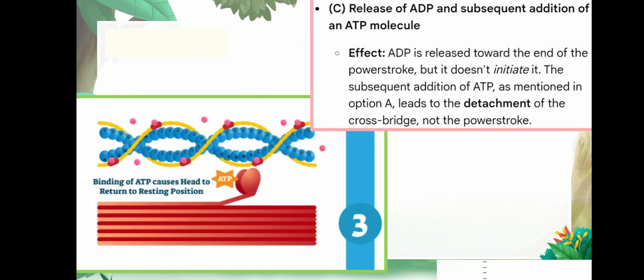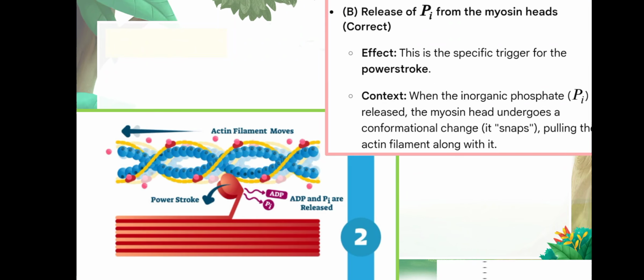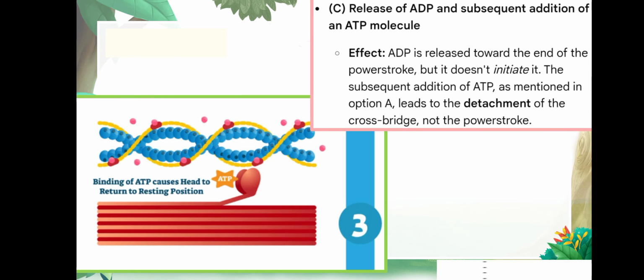Again, option number three was release of ADP and subsequent addition of ATP molecule. Here you can see ADP and Pi are released, isn't it? So when Pi is released, only then the power stroke is done, and ADP is released after Pi is released. Pi is released first, isn't it? And option C is release of ADP and subsequent addition of ATP molecule. Now, ADP is released toward the end of the power stroke, but does not initiate it.